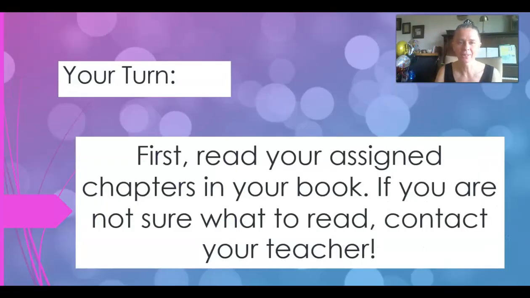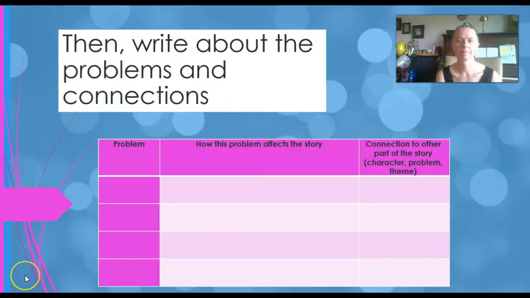Now it's your turn. First, read your assigned chapters in your book. If you're not sure what to read, contact your teacher. Then write about the problems and the connections to the other parts of the story. Now, I made a chart like this, where I listed all the problems, and then wrote about how this problem affects other parts of the story, and I listed specifically what were the connections to other characters, to the problem, to the plot, to the theme.